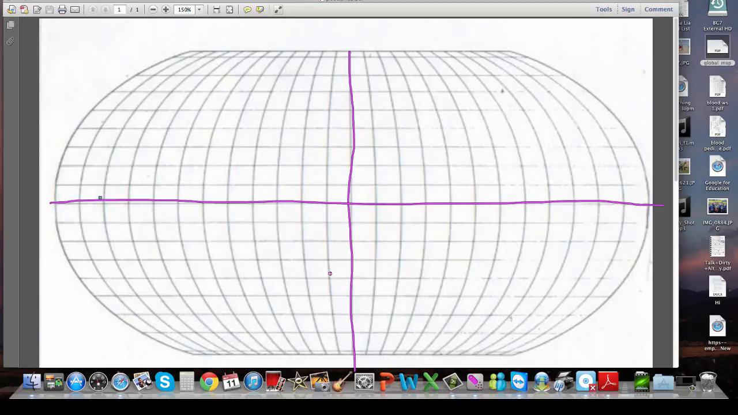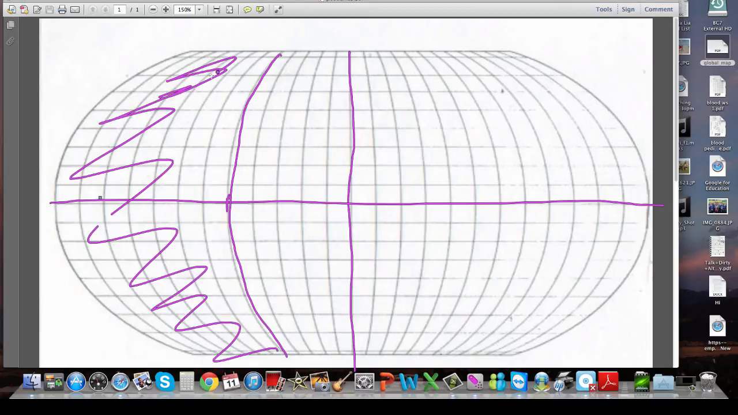Number 5, color the frontal lobe. Find the longitude line of 75 west. Well, let's see. 15, 30, 45, 60, 75. Here's 75 west. You already have it marked. Everything west of this part is the frontal lobe. So all of this is frontal lobe.